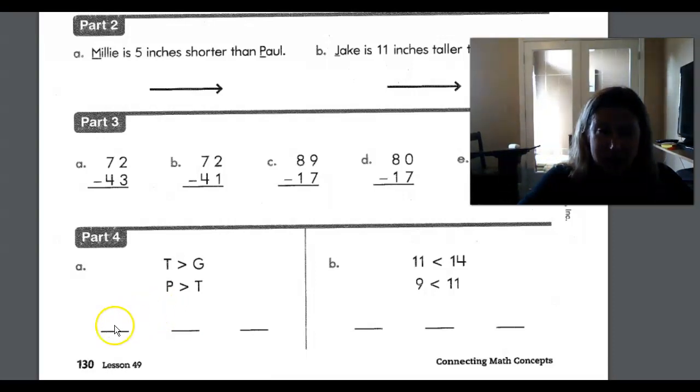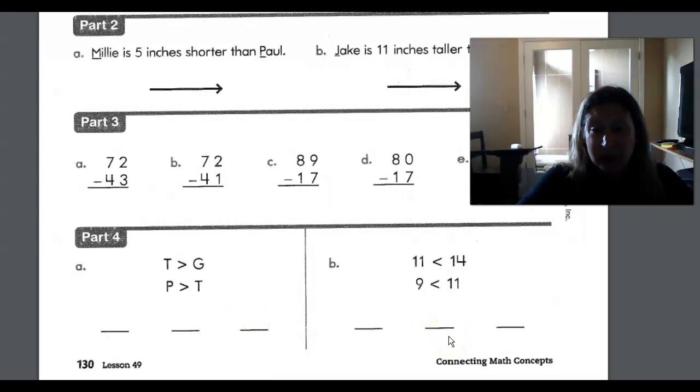And then we need to then put them in order. So which one does it say is less than T? Well, it says that T is more than G, right? So T is more. So then G is less, right? So you would have G, T, and what would be the big number then? P, because it says here P is more than T. Okay, does that make sense?